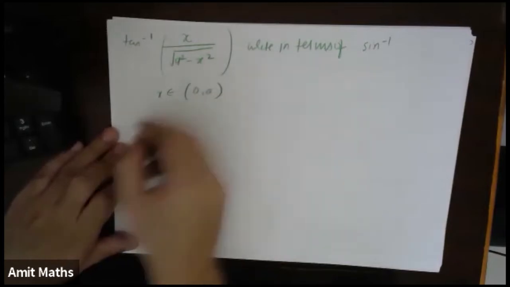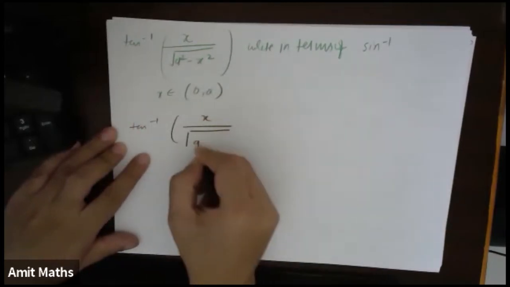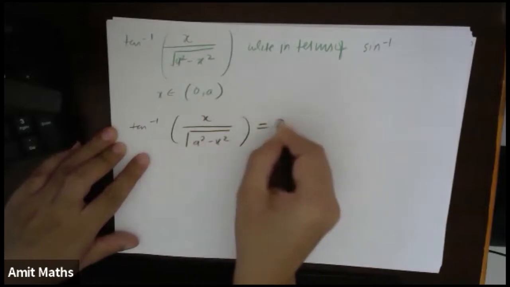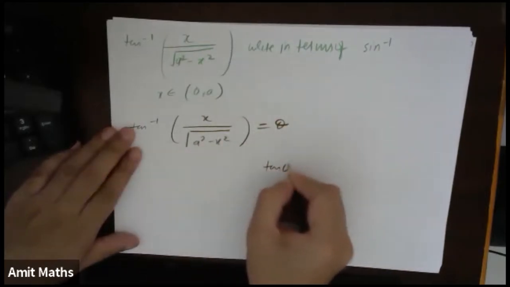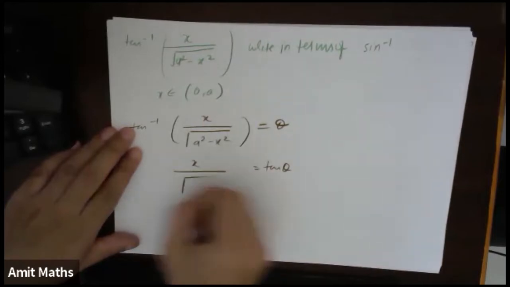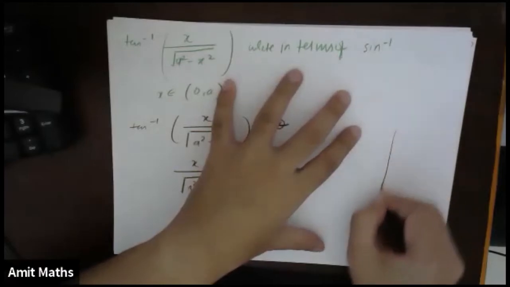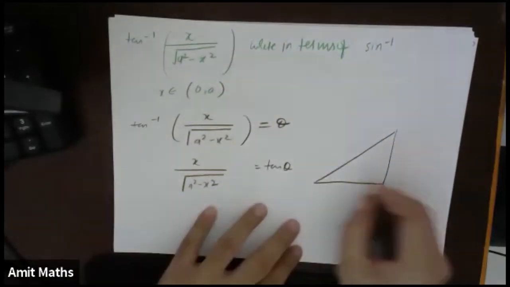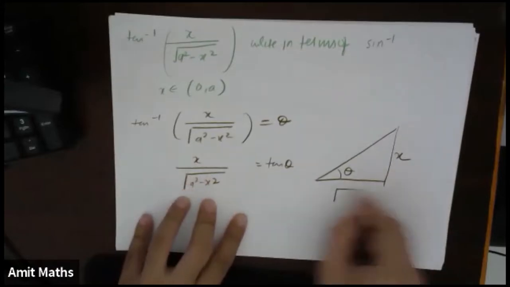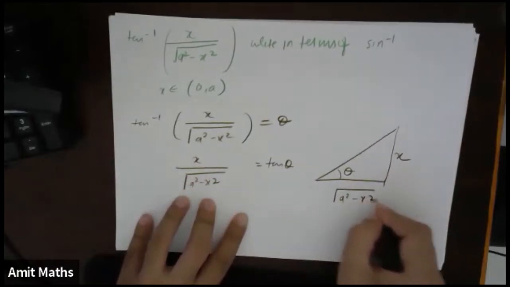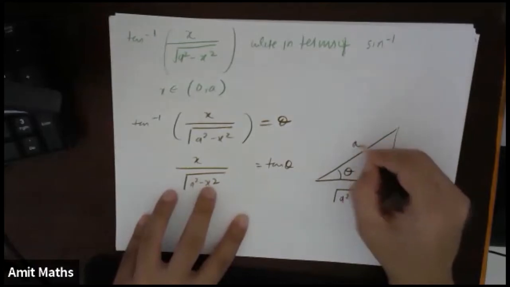So this is tan inverse of x by under the root of a square minus x square. I can take this equals to theta. So this will give me tan of theta is equals to x by under root of a square minus x square. I can form a triangle in which if I take this as theta, height is x and base is under root of a square minus x square, right? If these two are this, then hypotenuse will be simply a.